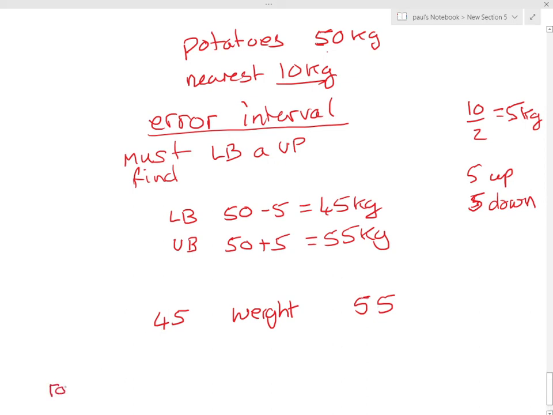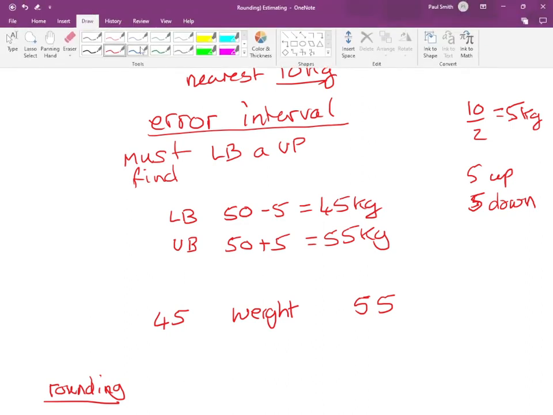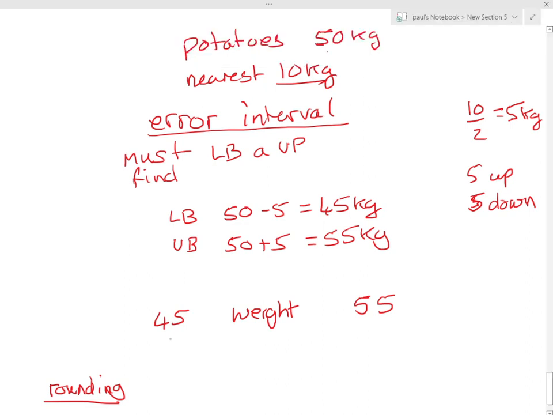Now we've got to put our rounding head on to find out what symbols or what signs we used for this. Now, if you took the number 45 and rounded it to try and make 50, you would round up. So that means that 45 is either equal to the weight of the potatoes or less than the weight of the potatoes.